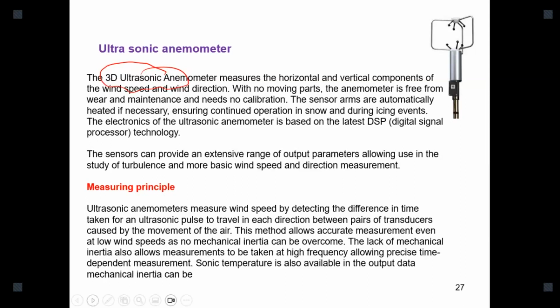Those are the advantages and disadvantages of each piece of equipment, and we can choose application-wise also. If somebody needs to find instantaneous wind speed for controlling applications, or for places where dynamics need to be found out, then these ultrasonic anemometers are required.